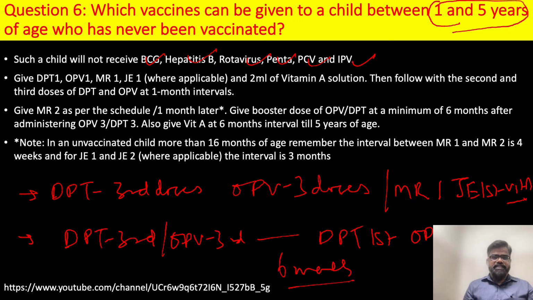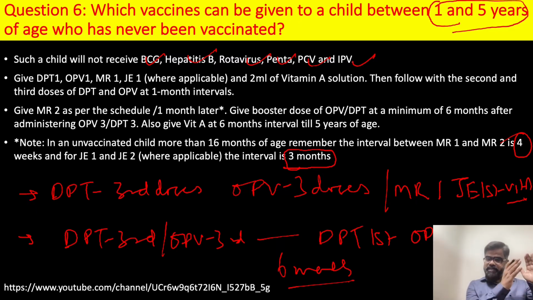Okay, the second thing: the gap for vitamin A, a 6-month gap, we maintain. The gap between measles rubella first dose and measles rubella second dose should be at least 4 weeks. The gap between JE first dose and JE second dose should be at least 3 months. So these are the 3 points which you should remember.